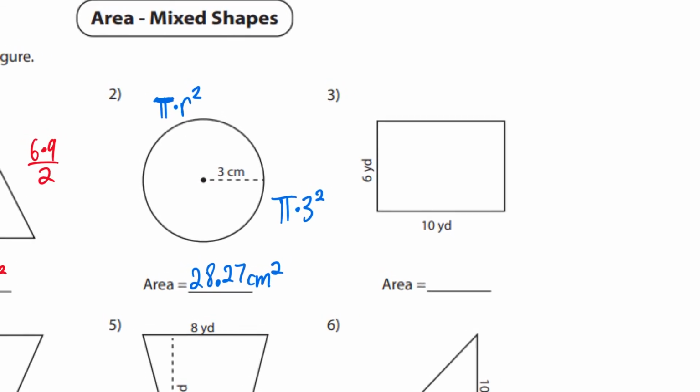Okay, how do we find the area of a rectangle? Length times width, base times height, however you want to say it, 6 times 10, or 10 times 6, which obviously is 60.